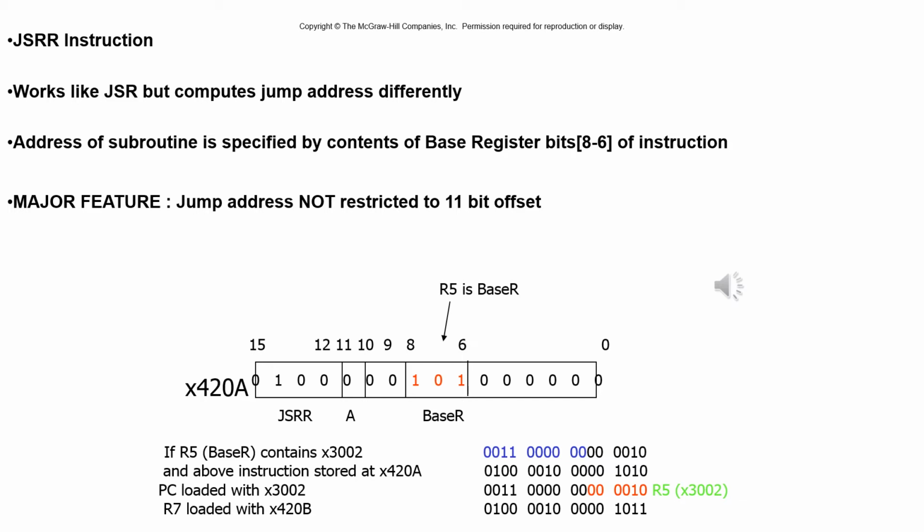As I've mentioned a few different ways already, the JSRR, jump to subroutine register mode, computes the starting address of the subroutine differently. The subroutine is specified by the contents of the base register, bits 6, 7, and 8 of the instruction. So, as I've already said at least 2 times, probably 3, the major advantage of JSRR is that it's unlimited as to where the subroutine can start. It's not restricted to the range of an 11-bit 2's complement offset.